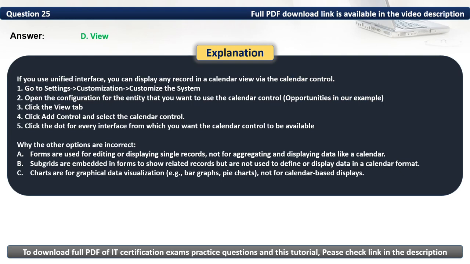If you use Unified Interface, you can display any record in a calendar view via the calendar control. First, go to settings, then customization, and then customize the system. Then open the configuration for the entity that you want to use the calendar control. Then click the view tab and then click add control and select the calendar control. Then click the dot for every interface from which you want the calendar control to be available.